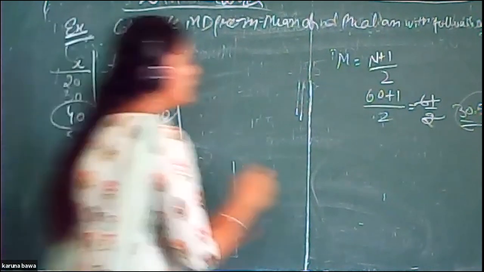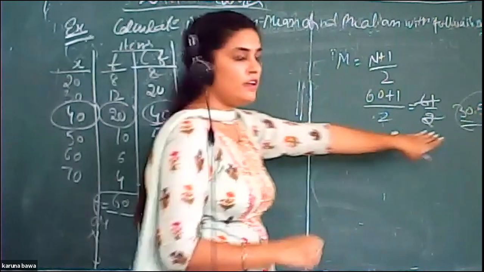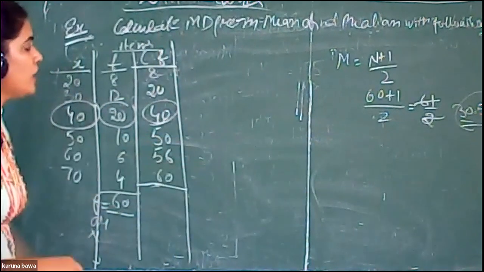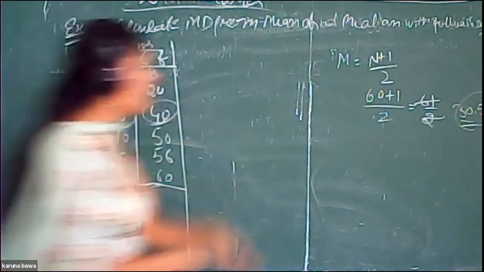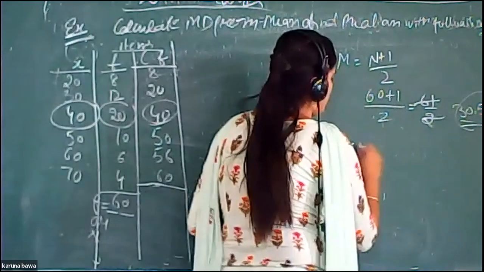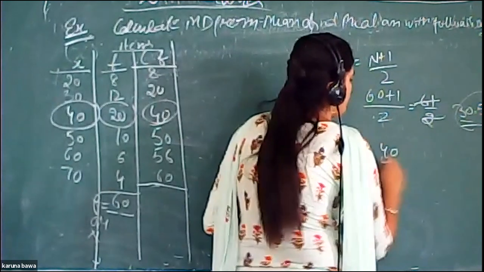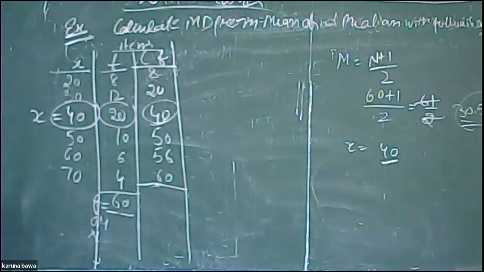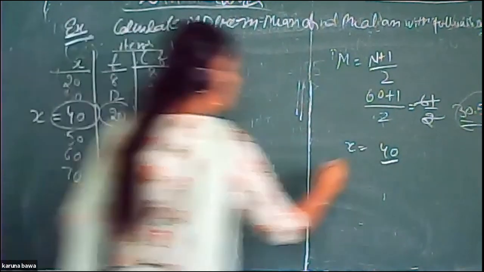So 30.5 is the median position of the series and the item of the x series there is 40. That is it. So this is the median.